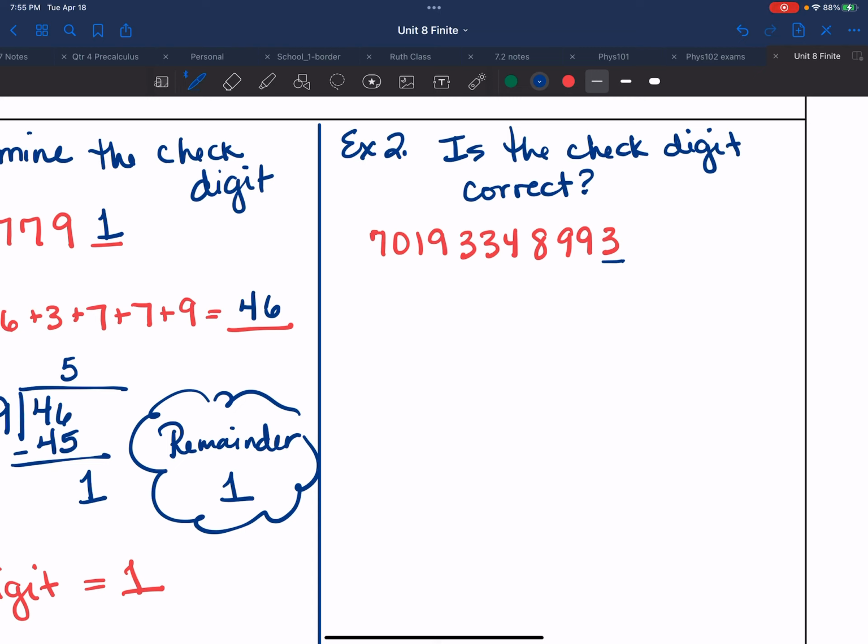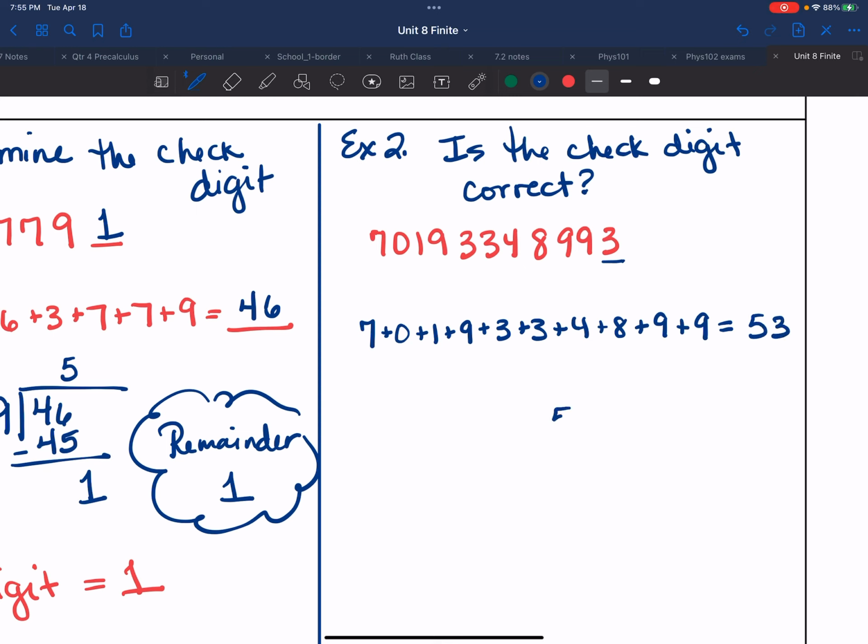Again, you just put it into your calculator. I'm going to write this down. 7 plus 0 plus 1 plus 9 plus 3 plus 3 plus 4 plus 8 plus 9 plus 9 is going to give us a grand total of 53.